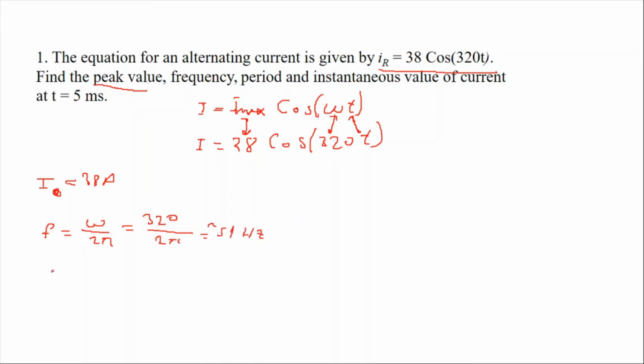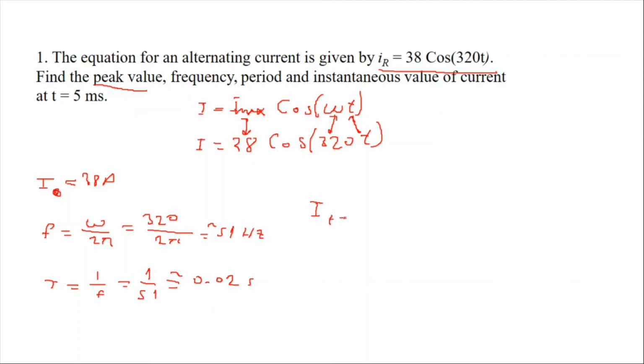Next, what is the period? T is equal to 1 over f, and it will be 1 over 51. It will be approximately 0.02 seconds.